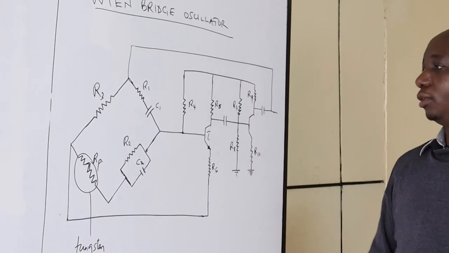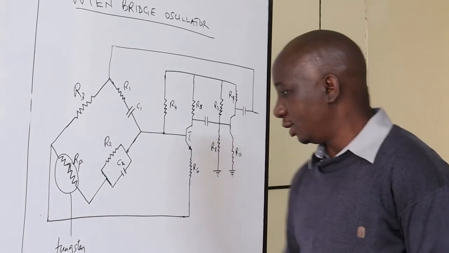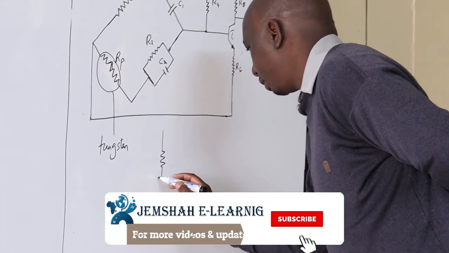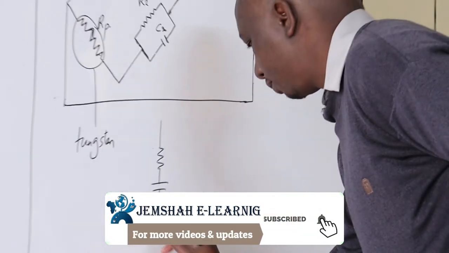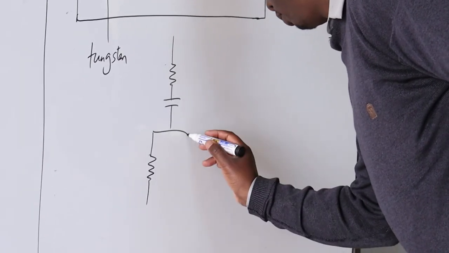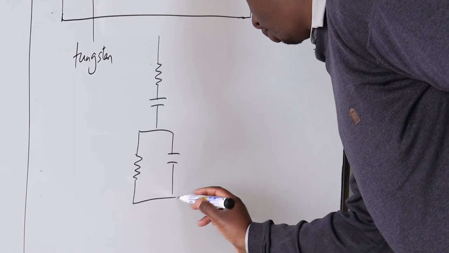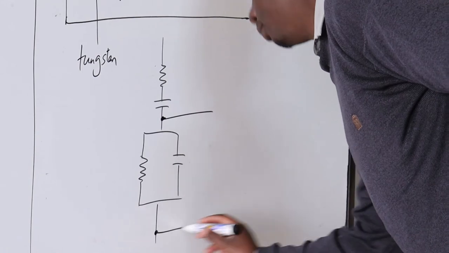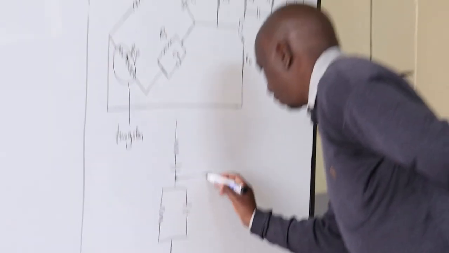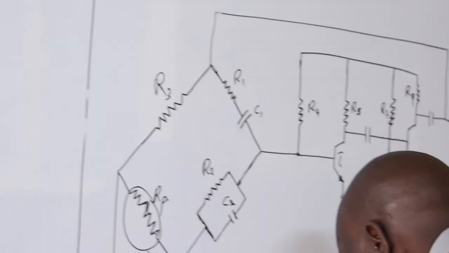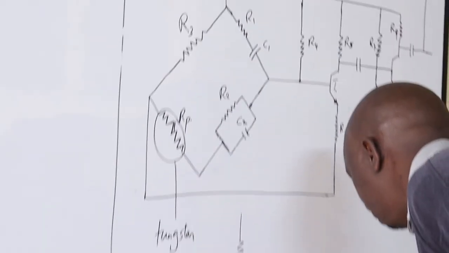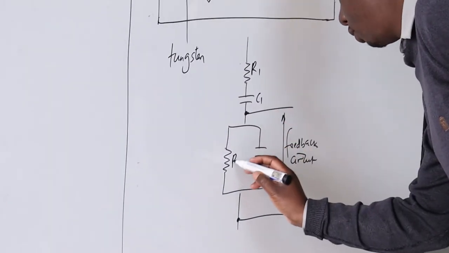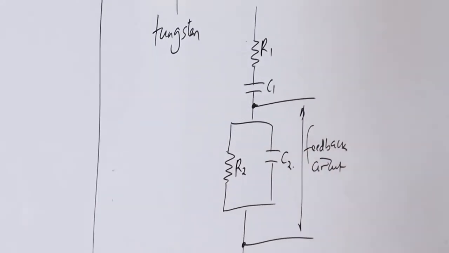So this is the key circuit. And sometimes it's extracted and drawn in this manner. So the feedback is normally taken at this point. This is the feedback circuit, made up of R1, C1, R2, C2.